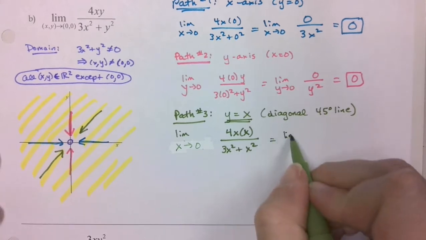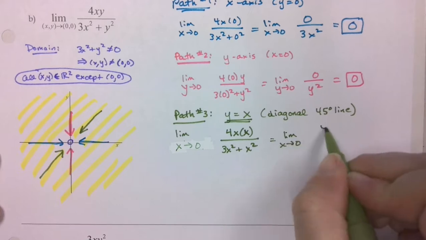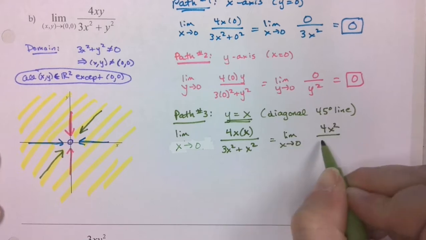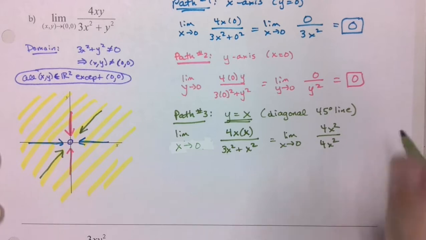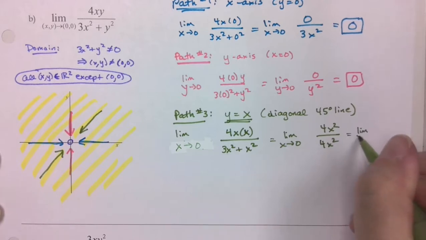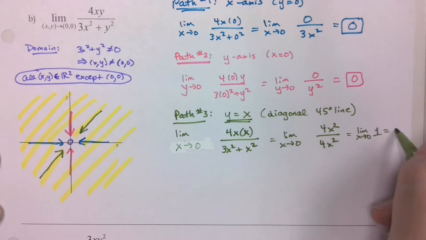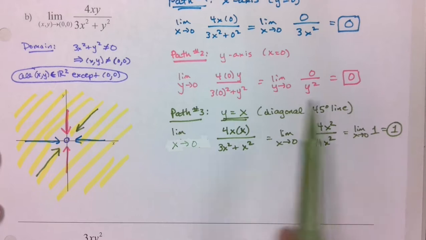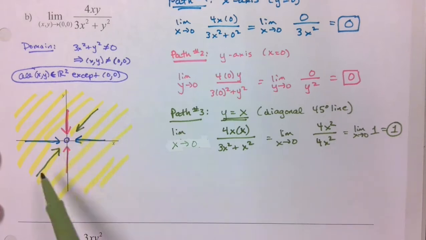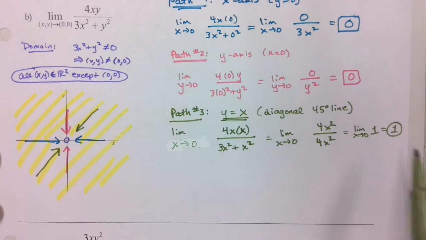So this would be the limit as x goes to 0 of 4x squared over 4x squared, because 3x squared and 1x squared is 4x squared, which is the limit as x goes to 0 of 1, which is 1. And we're done. Because now I've proved that coming in on that diagonal path is heading to a different number than when I head in on the axes. Therefore, the limit does not exist.